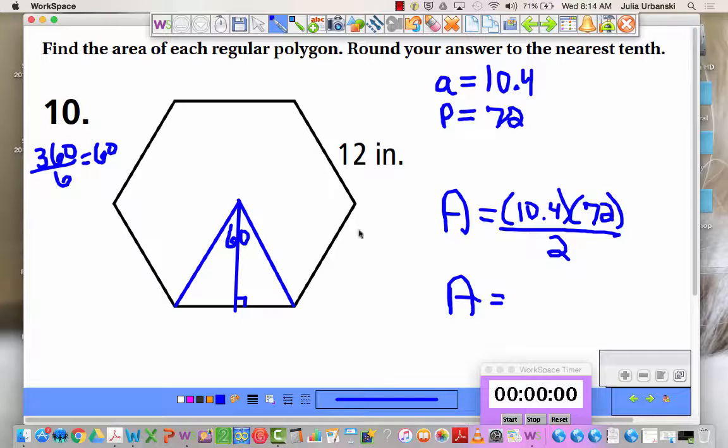What'd you get? 374.4. And that one would be inches squared because it's area. Okay, so that's another way to do it. Either way, you still have to find the side of the triangle, and you have to find the height of the triangle, whether you call it height or apothem, you have to find both.